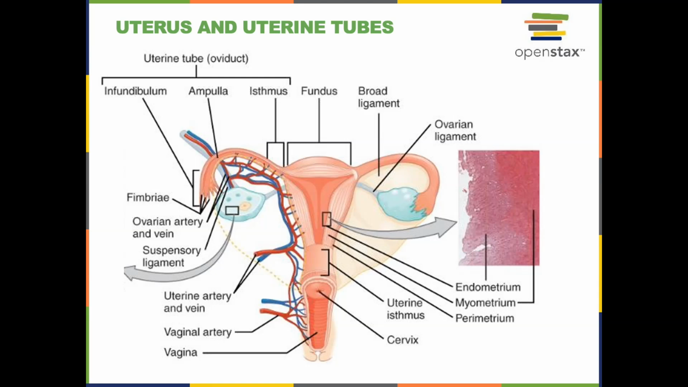The beating of the cilia, as well as peristaltic contractions of the smooth muscle in the wall of the uterine tube, facilitate transport through the uterine tube to bring an embryo into the uterus. An embryo will then implant in the inner lining of the uterus known as the endometrium.